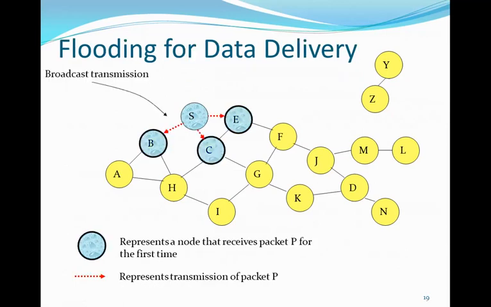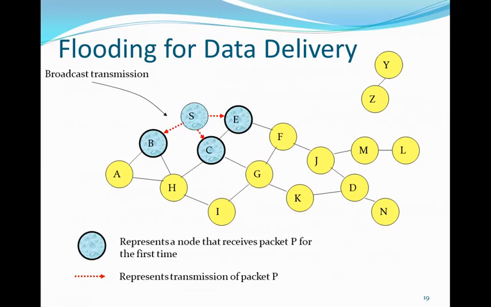Now you can have a look at the flooding mechanism that starts with the broadcast by the source, and initially the source sends this data to B, C, and E. As the data is received by these three nodes, they will check by the sequence number whether it is the first packet they have received, or whether they have already received or processed this data. So this red arrow now represents the transmission of packet P toward the neighborhood nodes.